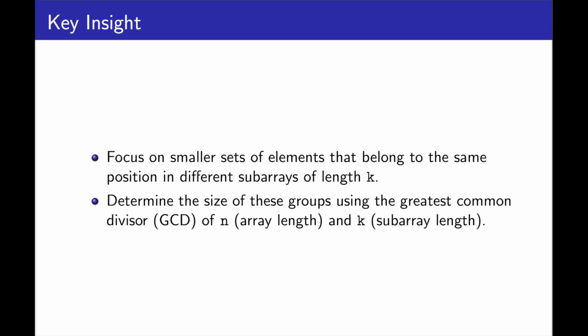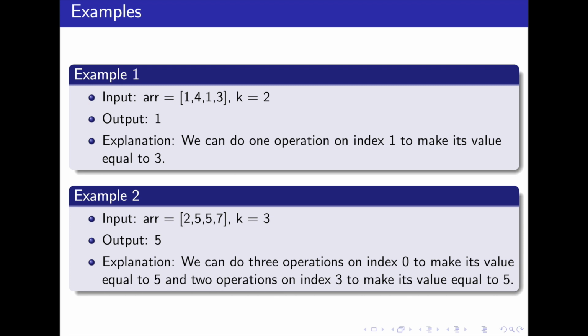The key insight in this problem is that we can focus on smaller sets of elements that belong to the same position in different subarrays of length k. To determine the size of these groups, we compute the greatest common divisor, GCD, of n, the array length, and k, the subarray length. Let's look at a couple of examples to better understand the problem and the solution.